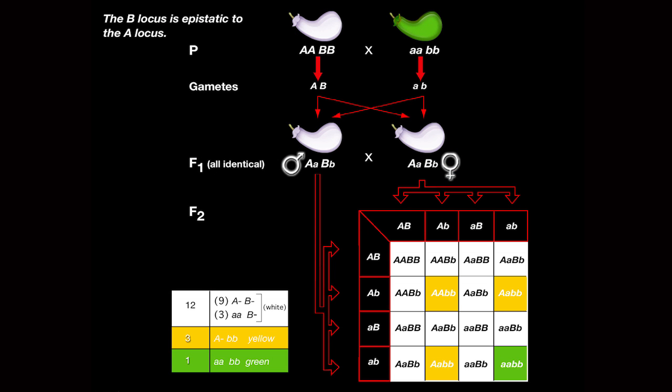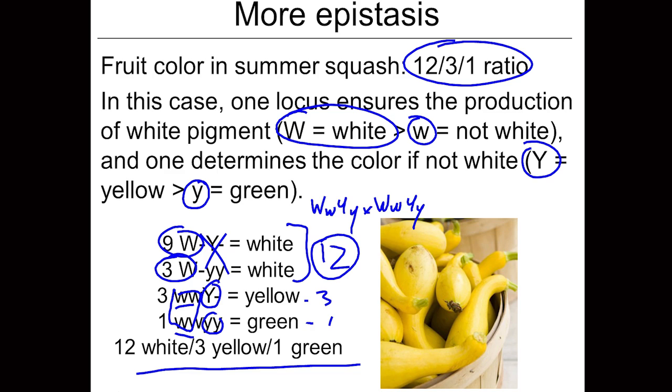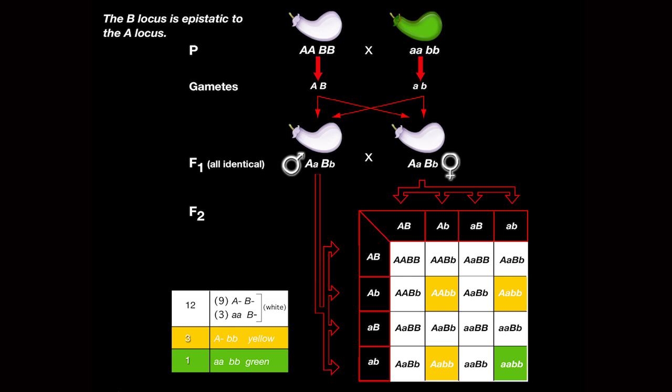Okay, so in this case, let's look at a Punnett square just to make sure we understand what's going on here. The B locus is epistatic to the A locus. Again, we did it here just more generally using A and B. In this case, the B locus would be the same one as what we call W. So B equals W, A equals Y. I apologize, but sometimes you'll see it written just more generically this way.